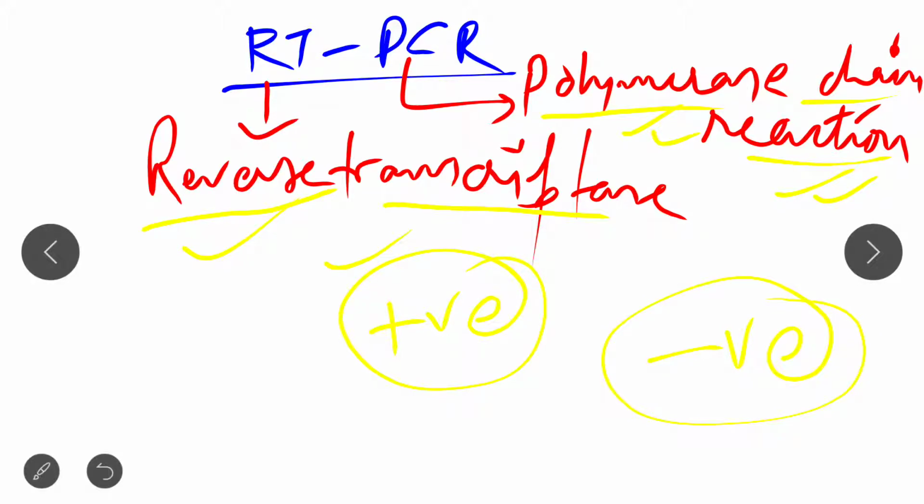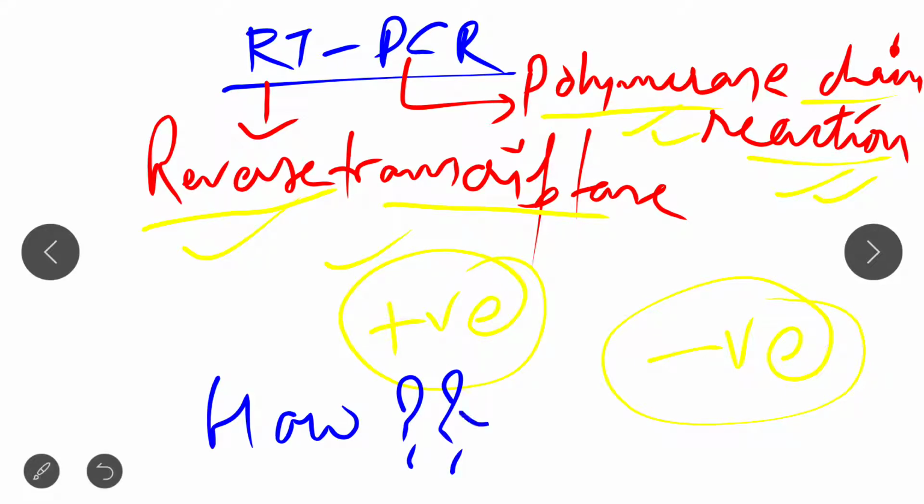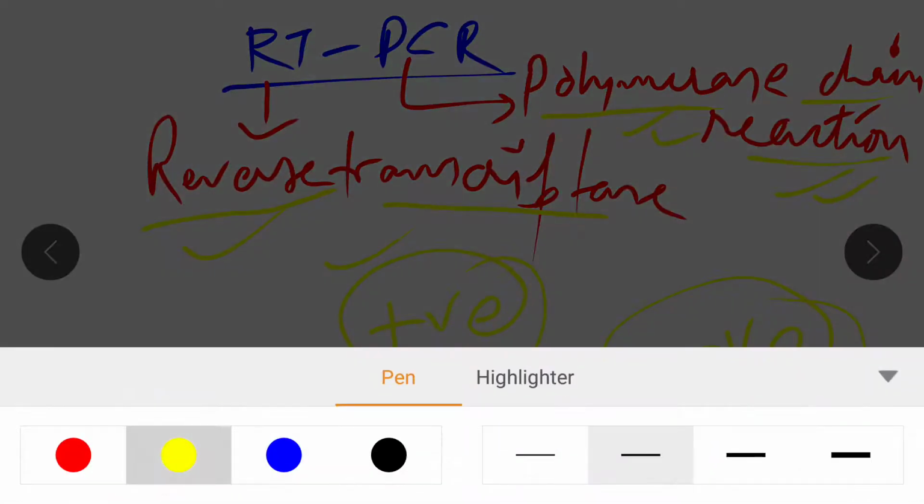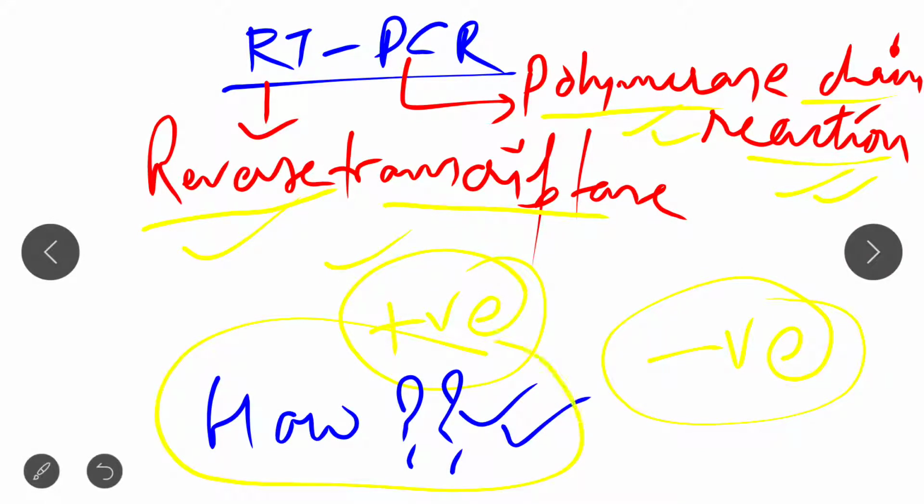But the question arises: how can we identify this person with the help of this test, and how is this test done? What is the procedure of RT-PCR testing? In today's lecture we are going to discuss all these things.